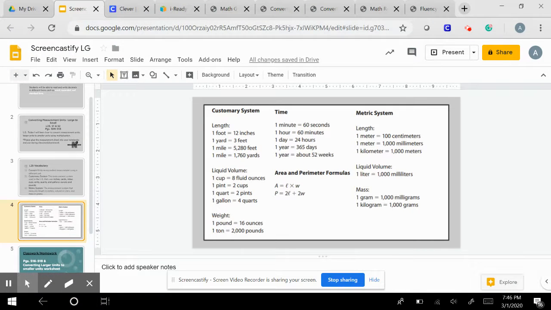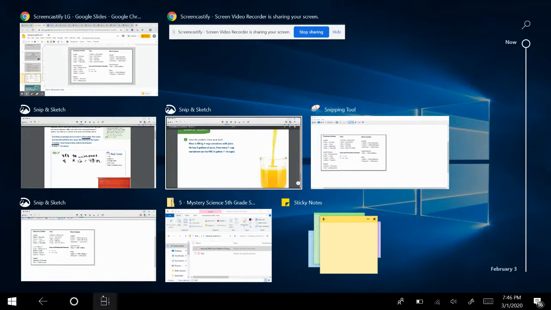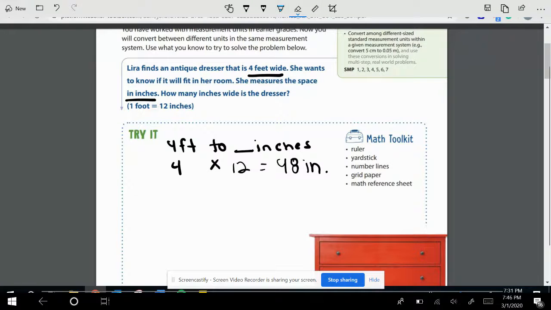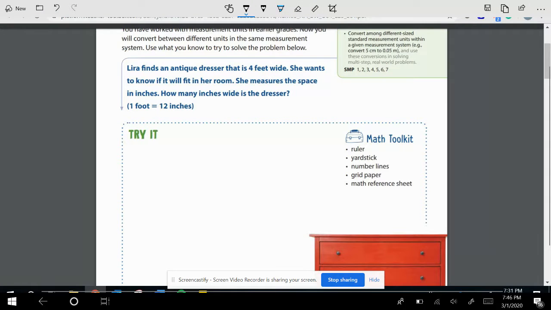All right, so feel free to write this practice problem into your notebook. You're going to write this example into your notebook. So it says Lyra finds an antique dresser that is 4 feet wide. She wants to know if it will fit in her room. She measures the space in inches. How many inches wide is the dresser?